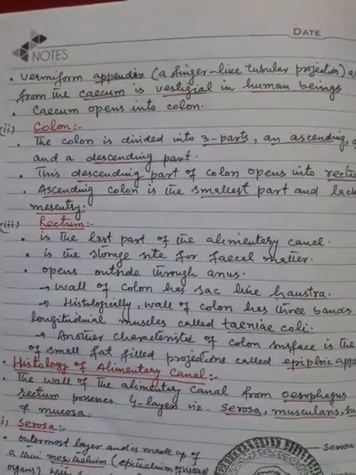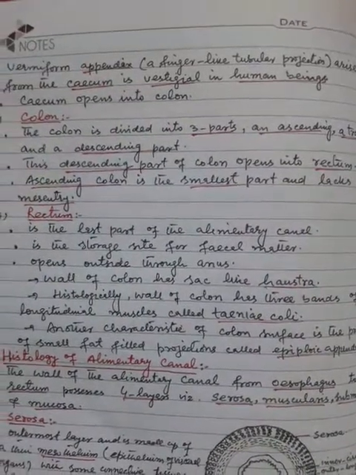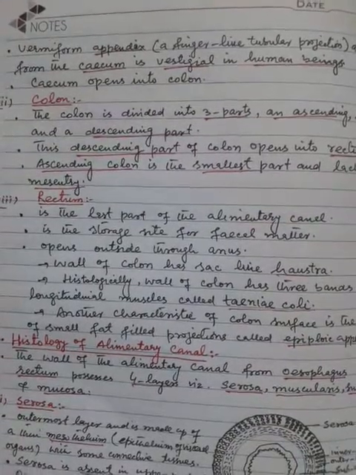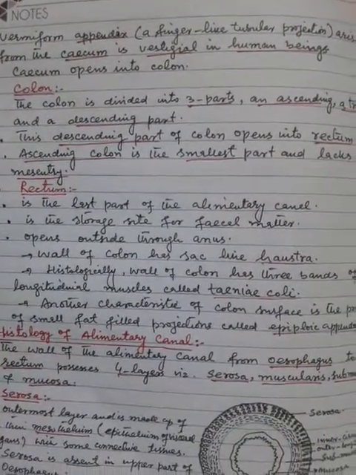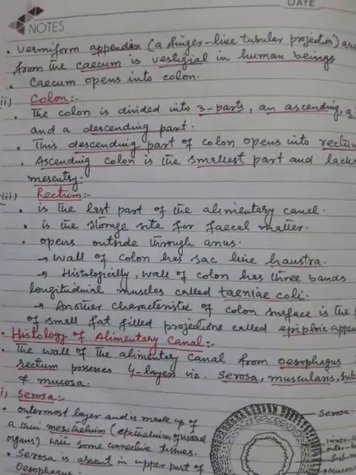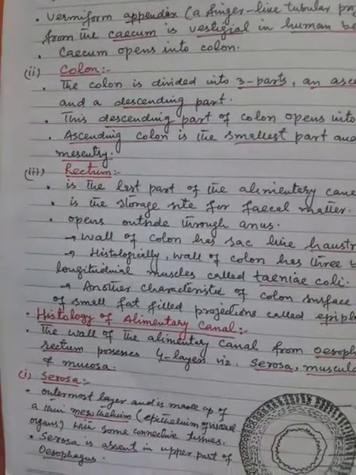The colon is divided into three parts: an ascending, a transverse, and a descending part. This descending part of colon opens into rectum. Ascending colon is the smallest part and lacks mesentery.